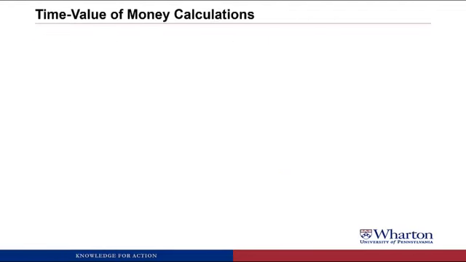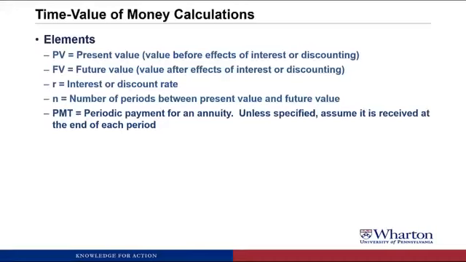So if we go back to our time value of money calculation abbreviations or elements, in the prior videos we had present value, future value, interest rate or discount rate, and number of periods. With annuities, we're adding one more element, and this will be the last element, which is PMT for payment. This is the periodic payment for an annuity, and unless specified, assume it's going to be received at the end of each period. So it'll be one of these ordinary annuities.